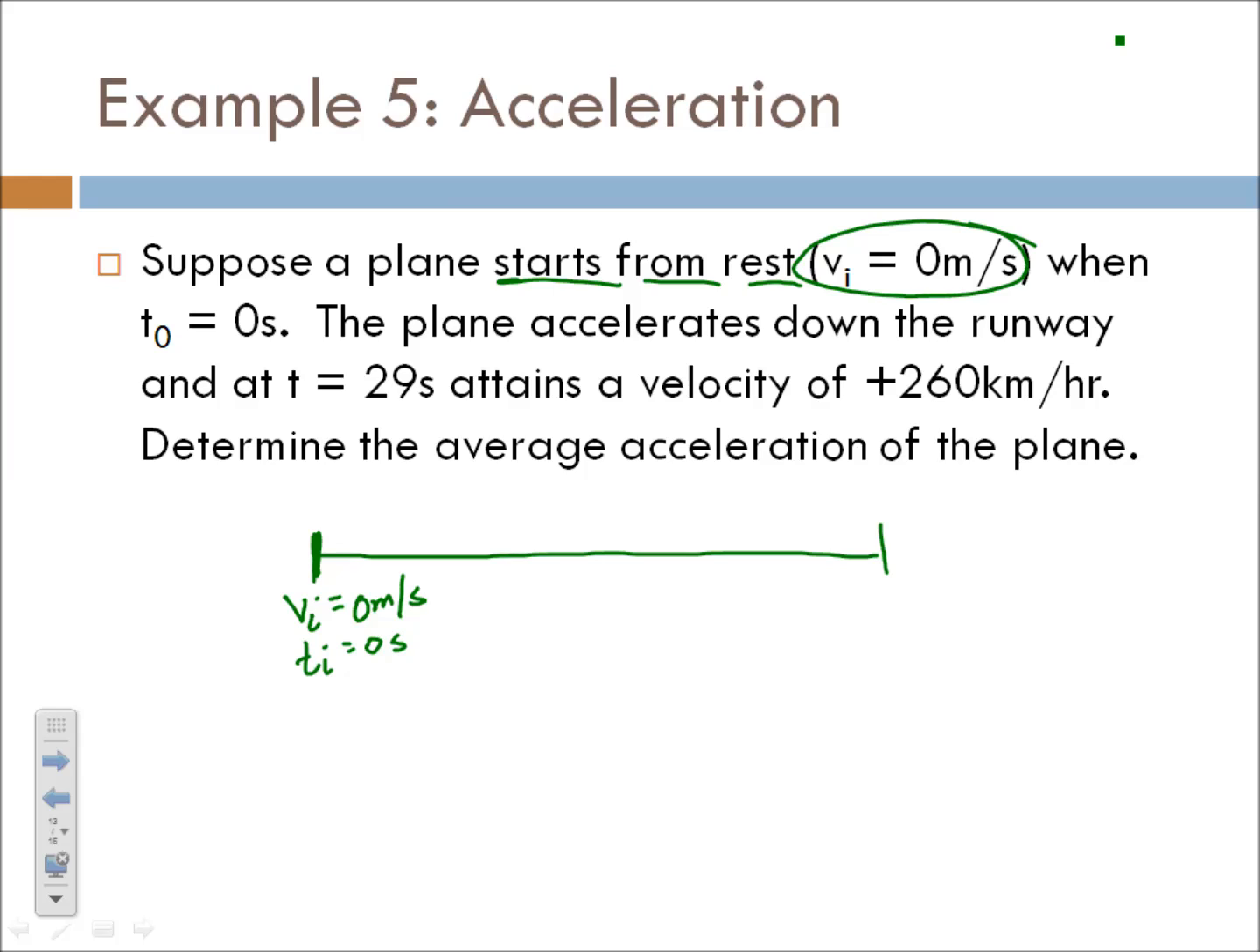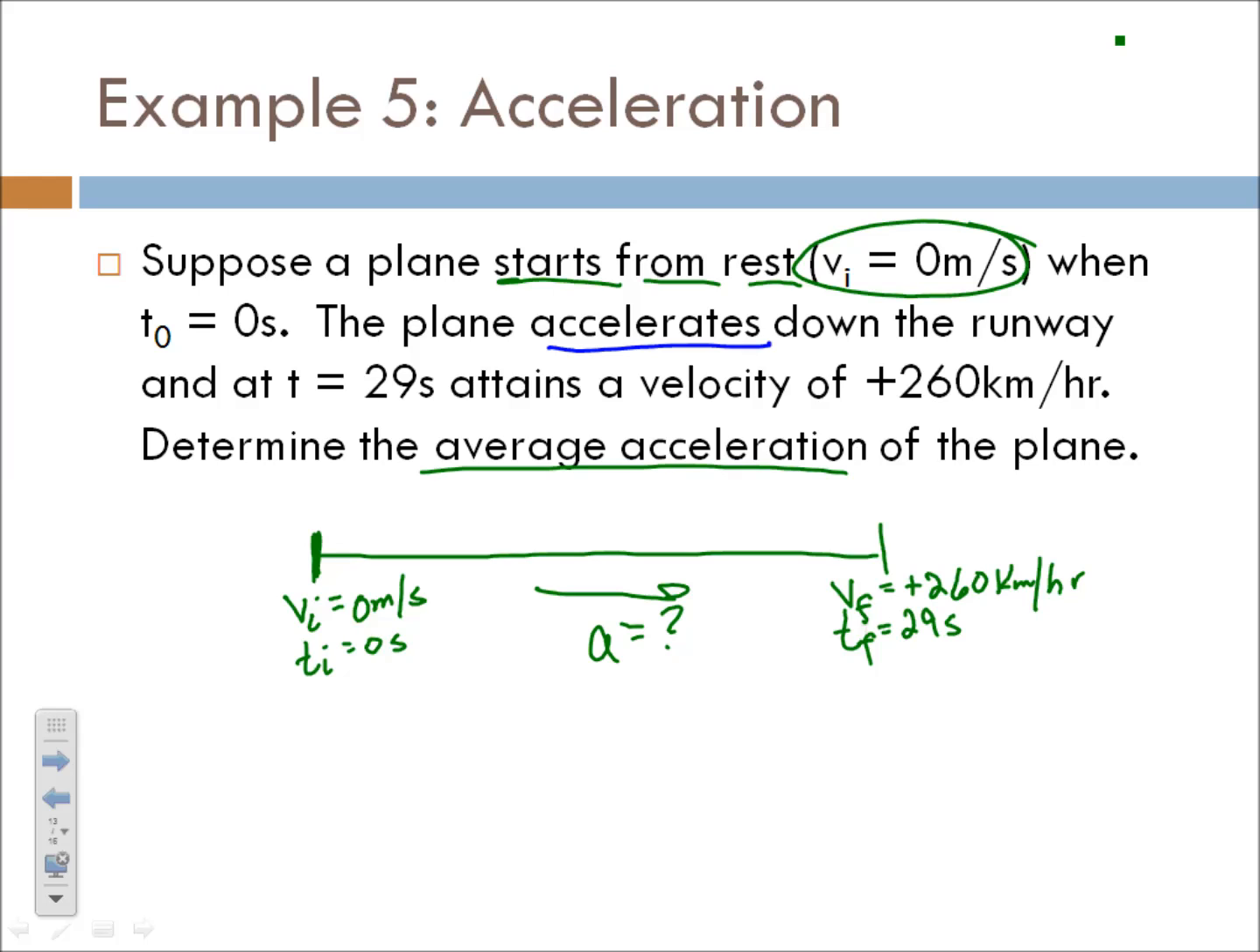A certain period of time is going to happen. This plane is going to start accelerating down the runway. Now, accelerate means we're going to change our velocity. So after 29 seconds, we now have a new velocity of positive 260 kilometers per hour. This is our evidence that acceleration has occurred. The fact that we started with no velocity and now we have a velocity of 260 kilometers per hour means we must have accelerated. And we don't know that value. That's what we're trying to determine, the average acceleration of the plane during this time.